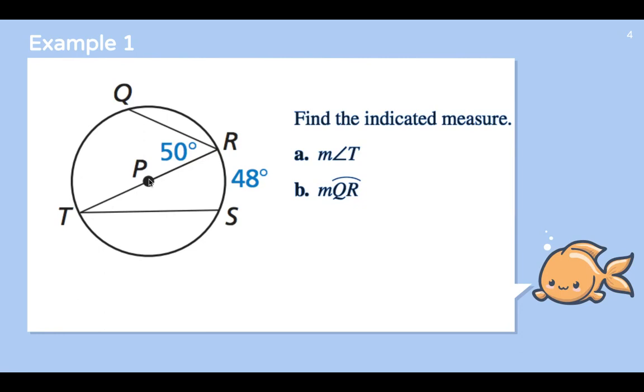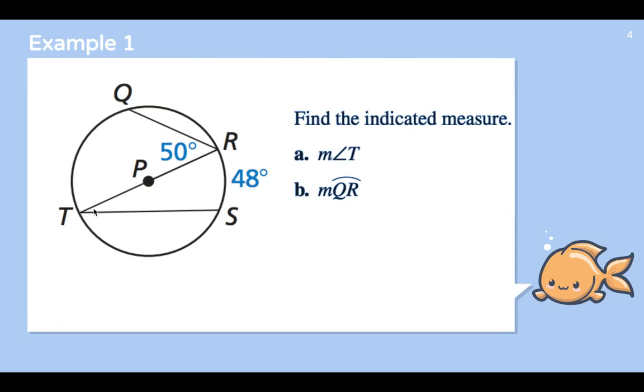So there's one angle, and that angle is an inscribed angle because its vertex is on the circle. Now let's go from R to T to S. So we have another inscribed angle down below. We don't know how big this angle is, but we are given that the measure of arc RS is 48 degrees. So the first question is, what is the measure of angle T?